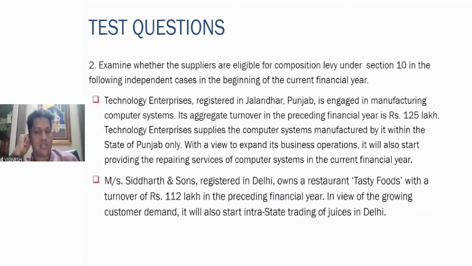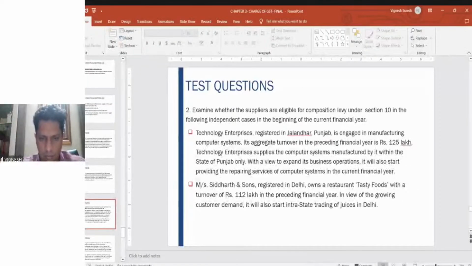Mr. Siddharth and Sons owns a restaurant, Tasty Food, in Delhi, with a turnover of 112 lakhs in the preceding financial year. In view of growing customer demand, it will also start intra-state trading of juices in Delhi. Please answer this one.